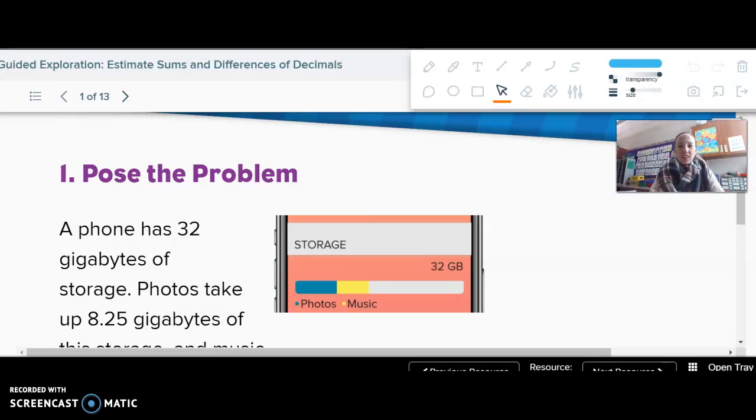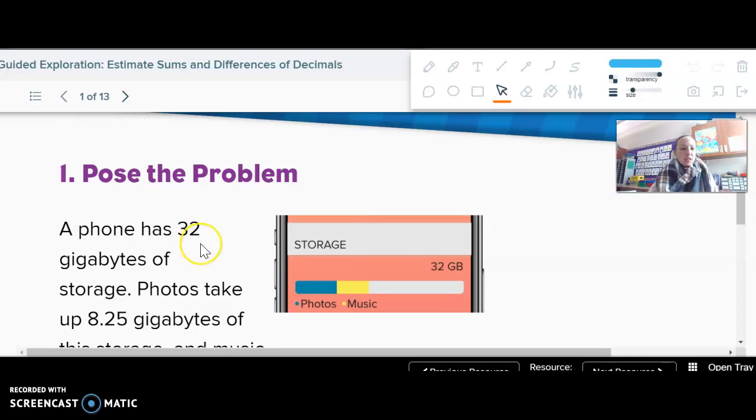All right, fifth graders, starting off our new unit on adding and subtracting decimals. Today it is on estimating. So our goal for today is to be able to say, I can estimate sums and differences of decimals. Remember, sums is when I'm adding, differences is when I'm subtracting.